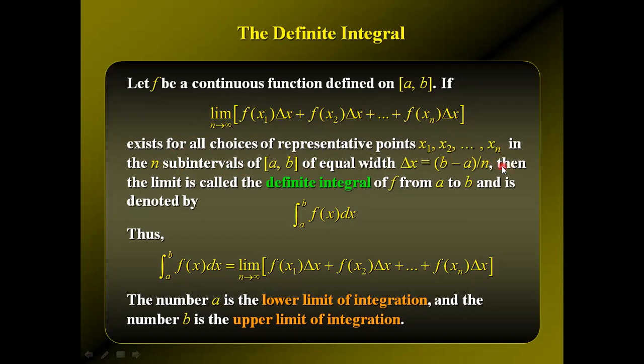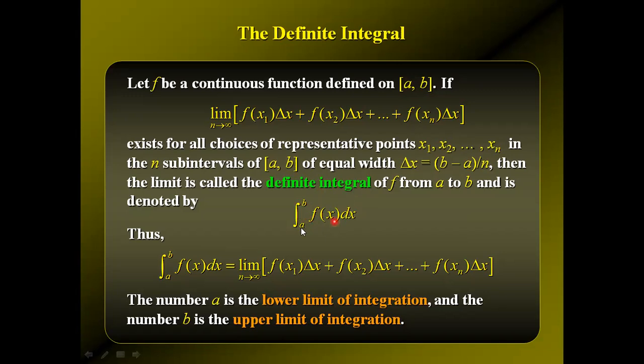Then the limit is called the definite integral of f from a to b, and it's denoted by the integral from the limit a to b. Here a is the lower limit and b is the upper limit, f of x gives the y values, and dx is along the x-axis. So length multiplied by breadth, this rectangle gives the total area under the curve y equals f of x, over the interval [a, b].